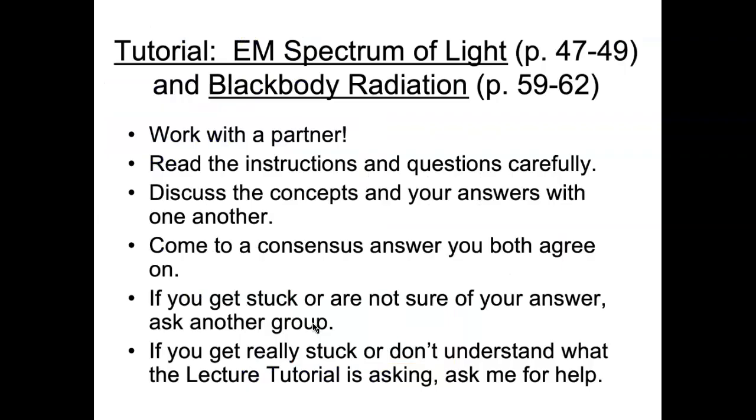All right. Before we get to that, though, let's get a little bit more practice thinking about these things. This is a little bit of a job, so give yourself plenty of time. The electromagnetic spectrum of light is pages 47 to 49. That's just dealing with the properties of light. Then jump over to page 59 in the Green Book and do the Blackbody radiation tutorial. Again, if you can work with a partner, please do. It's really going to help you and your partners if you can talk through this and help each other out.